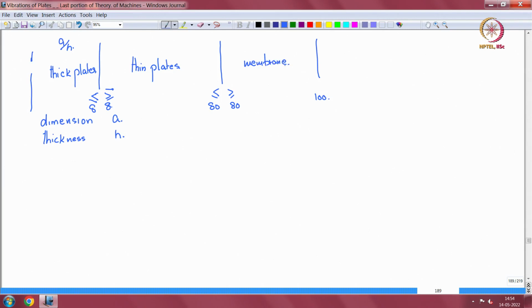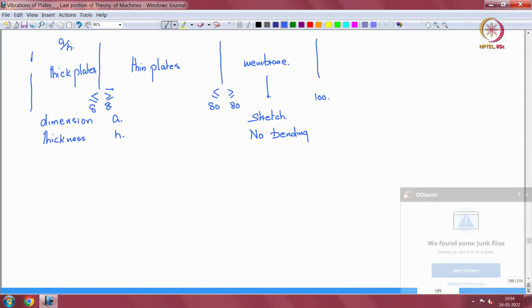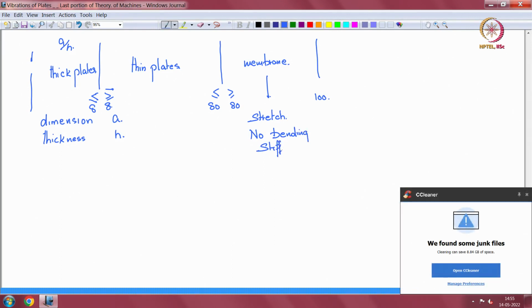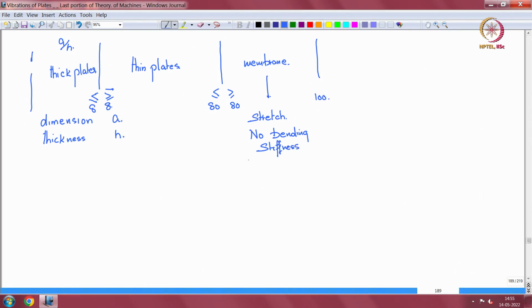Okay. Membrane has only capacity to stretch. It has no bending stiffness. It takes the load only in tension, it can handle a load only in tension. Whereas plates have bending stiffness.